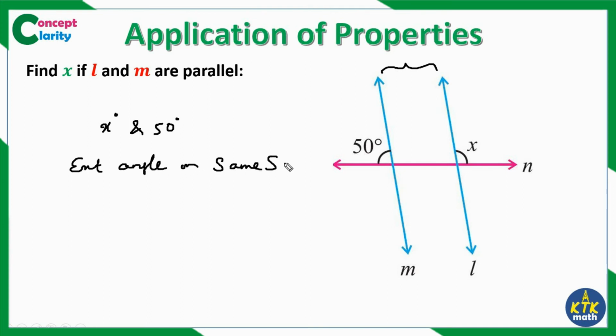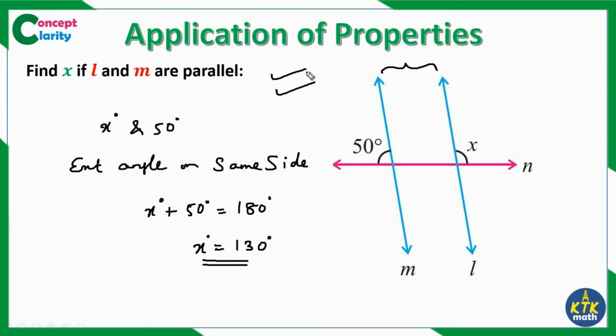So what is the property we know? Exterior angles on the same side are supplementary. Supplementary means that when you add x and 50, you get 180. Therefore your answer is going to be 130.